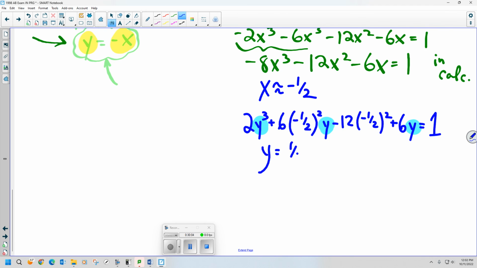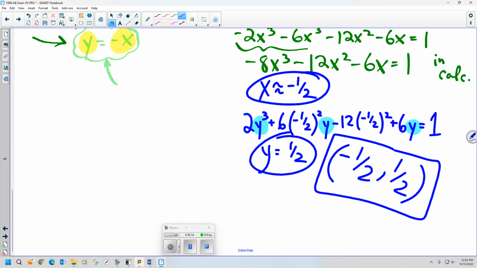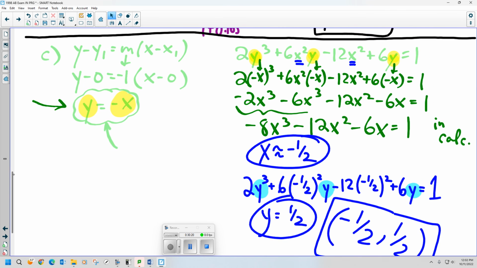Oh, so this, in the calculator, would be y is 1/2. So at what point does that tangent line go through? Negative 1/2, 1/2. Man, I feel like I just went 12 rounds of Tyson. Right there, Mike Tyson. Let that be a testament to entering things in the calculator correctly.